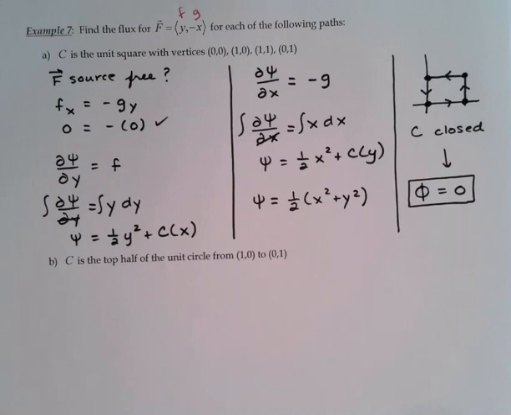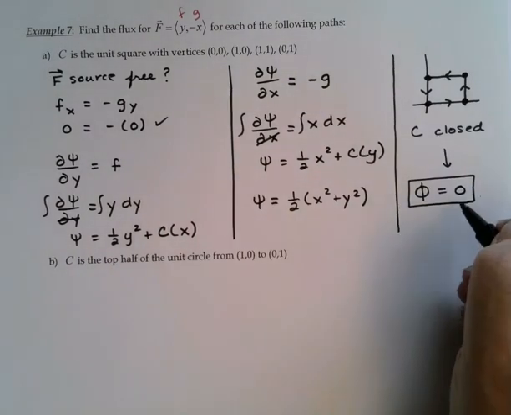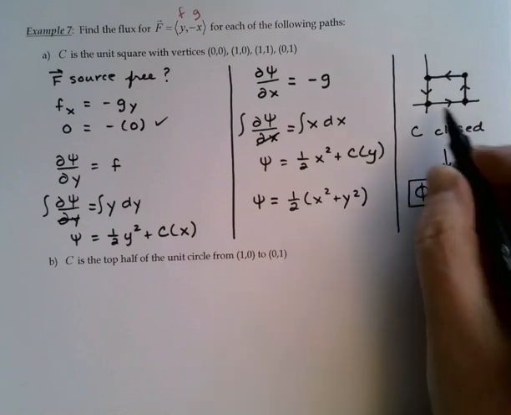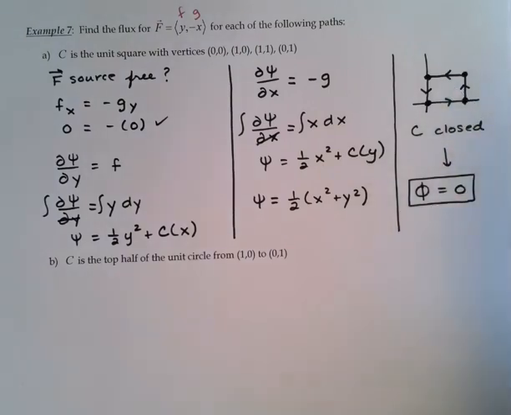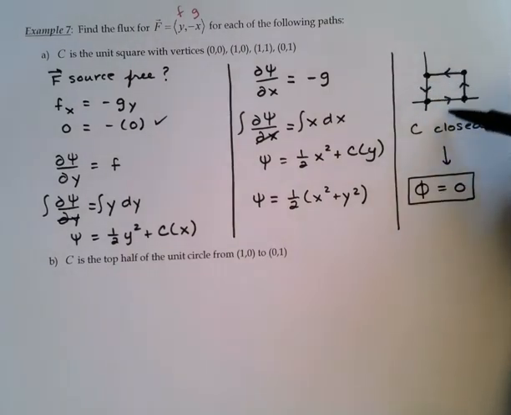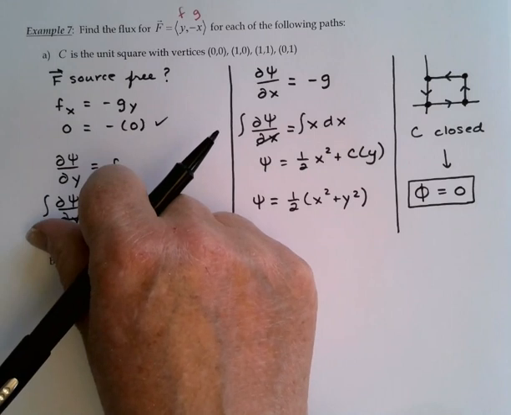By the way, this is a good time to talk about the meaning behind the word source-free. Flux, remember, is how much of your vector field crosses the boundary of your C. And what this is saying is that the net amount that crosses this boundary is nothing. If I had a source of material in here, I would have to have a net flux that's positive. The source would cause my material to move out across the boundary. If I had a sink, if my material was flowing into a drain in here, I'd have a net flux inward, or a negative flux. Because the flux is 0, there's no source and no sink. And that's where the word source-free actually comes from.